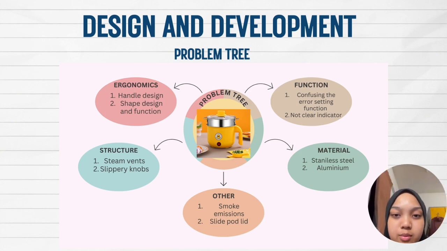The first problem is from ergonomy, which is handle design and shape design and function. Then structures: steam vent and slippery knob. For function, the problem is confusing the error setting function and not clear indicator. The material problem is stainless steel and aluminium. Lastly, other problems are smoke emission and sliding pot leak.